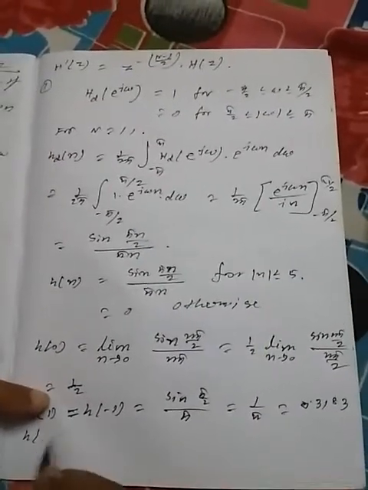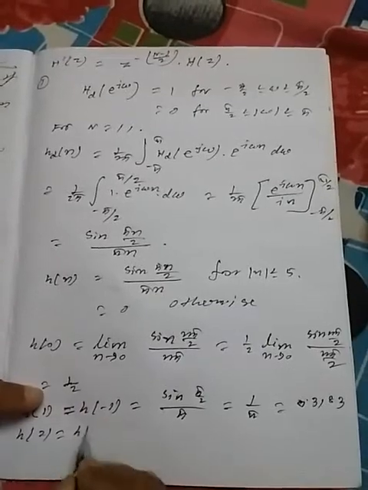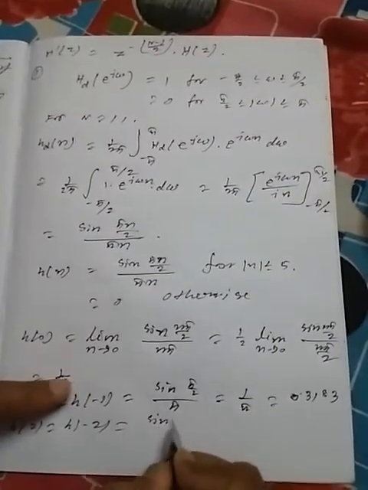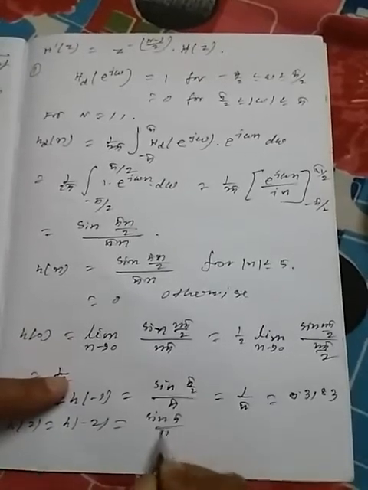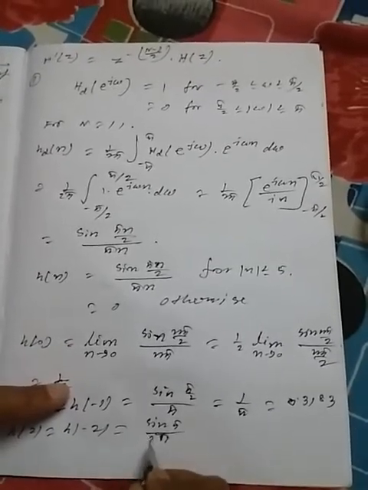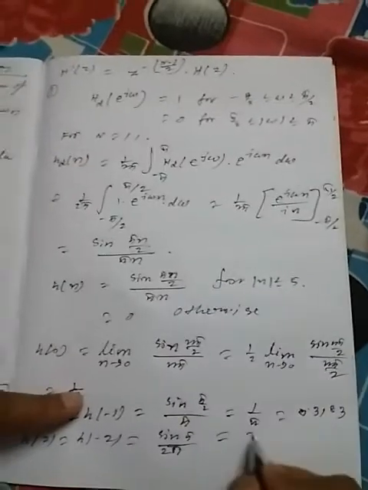Now in this way, h2 equal to h(-2) will be equal to sin(π) by 2π, right? Now what is the value of sin π? That is 0.